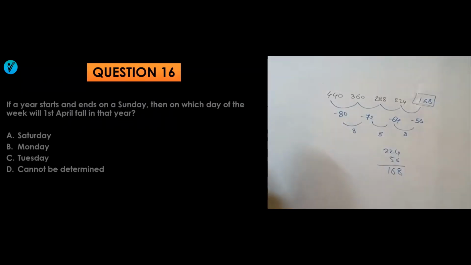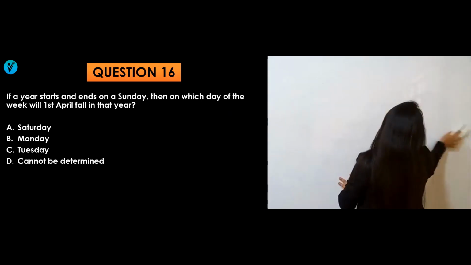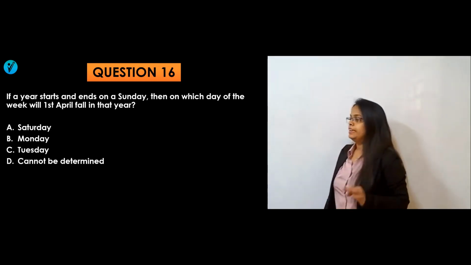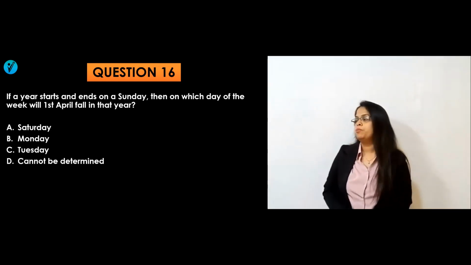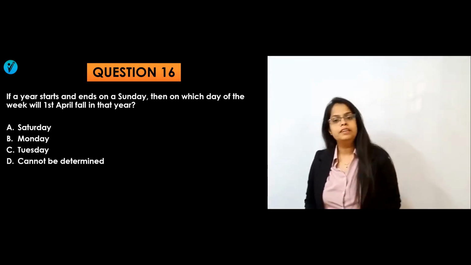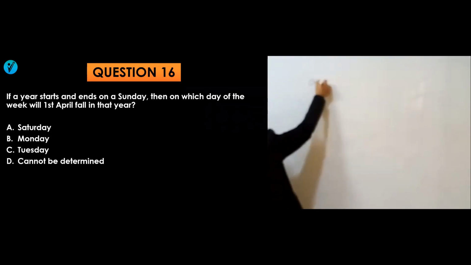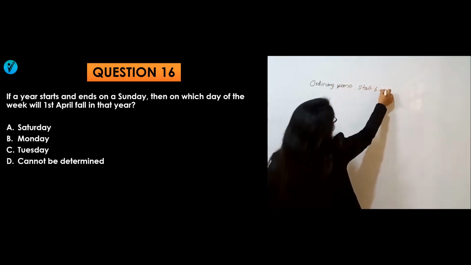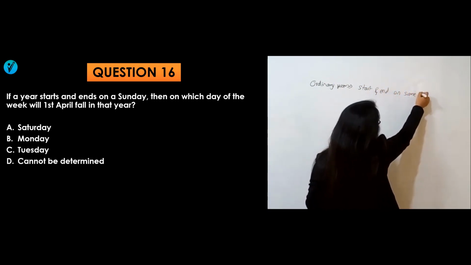So question number 16 is here on the screen. What are they saying in this question number 16? If a year starts and ends on a Sunday, then on which day of the week will 1st April fall in that year? First thing, if that year starts and ends on the same day, which means the year is an ordinary year, isn't it? Because what I know is that ordinary years start and end on the same day. That means that is the ordinary year.